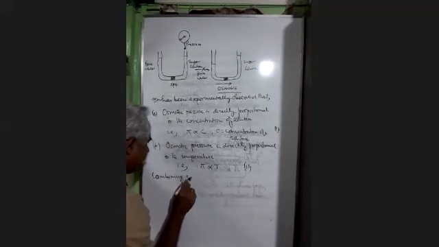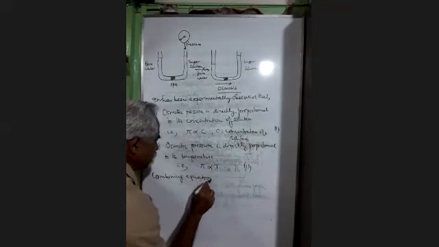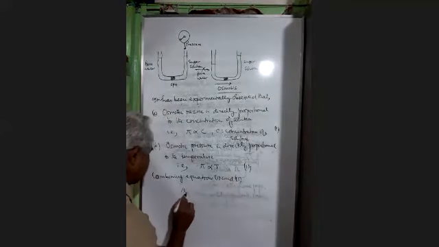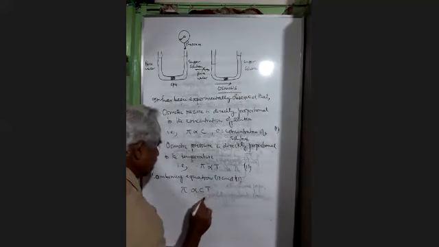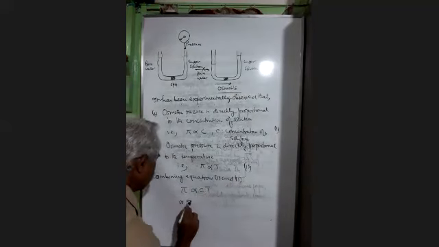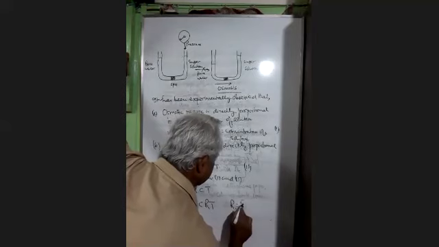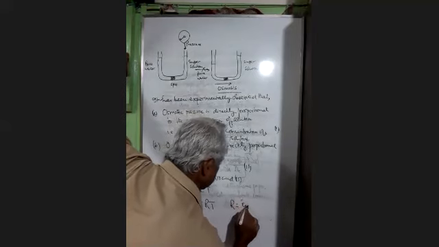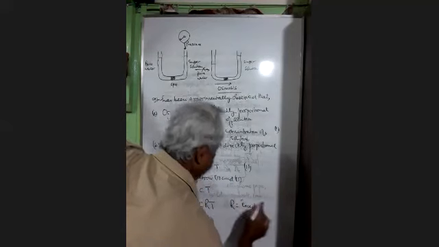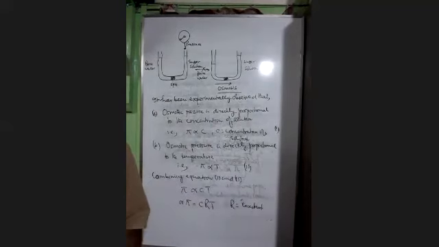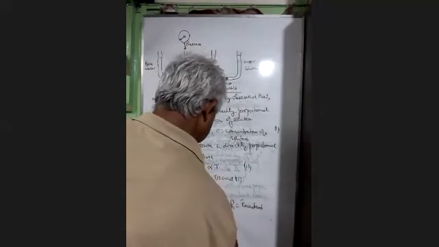Combining equation 1 and 2, you can write pi is proportional to CT, or pi is equal to CRT. What is R? R is the constant. Why do you put R, why not K? Because we have found that the value of K is exactly equal to the gas constant R. Because of that, we put R. This is equation 3.